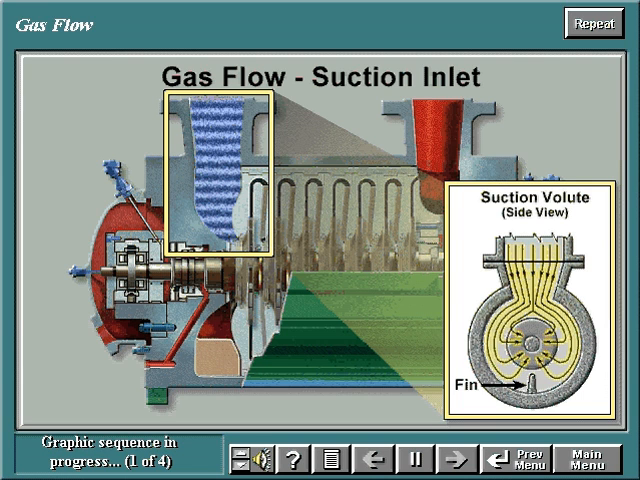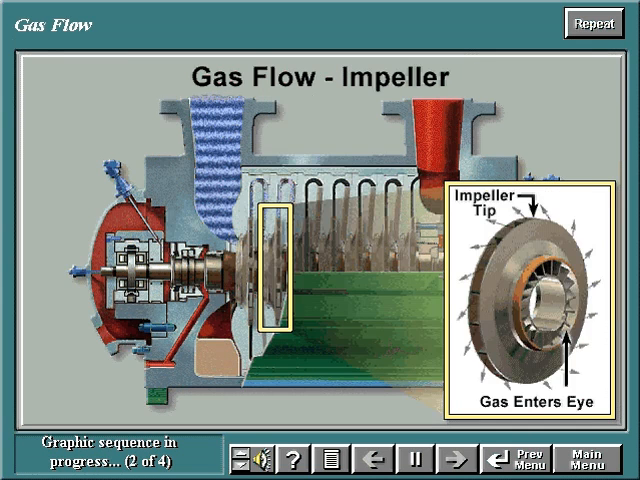Gas flow enters the inlet volute of the compressor through the suction nozzle. The volute ensures uniform distribution of the gas around the eye of the impeller. In the volute, directly opposite the suction nozzle, is a fin that reduces gas turbulence and prevents recirculation within the volute itself. From the inlet volute, the gas is then drawn into the eye of the impeller and is discharged radially at a higher pressure, temperature, and velocity from the tip of the impeller.